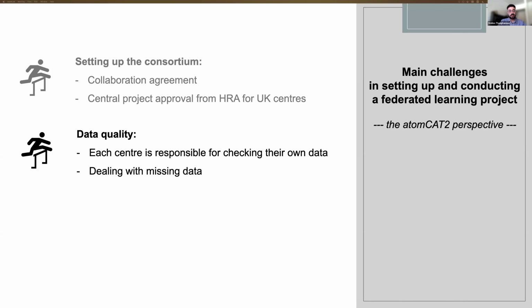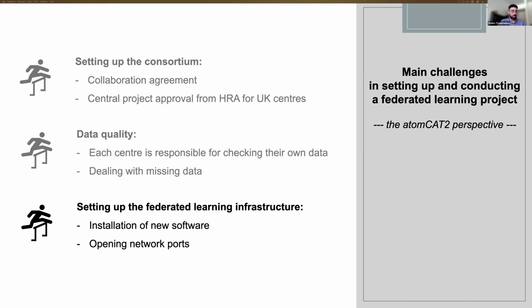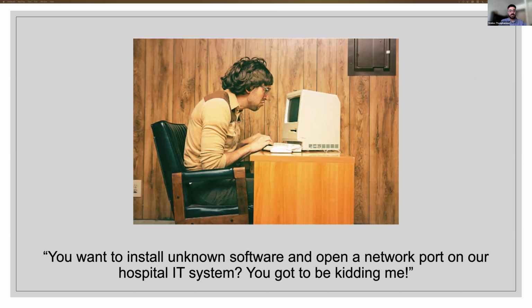Getting the IT infrastructure set up in all centers was also challenging. Some of the centers that initially expressed interest had IT issues, particularly with getting the necessary approvals to install software and open the network ports. So in the end, they were discouraged from participating. We also had various issues with the central server and the federated Cox regression algorithm, which again took a couple of months to resolve with the help of the server hosts and the algorithm developers.